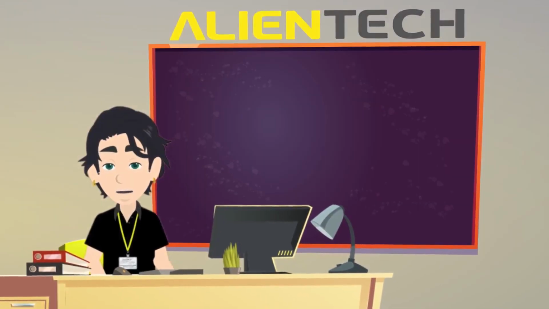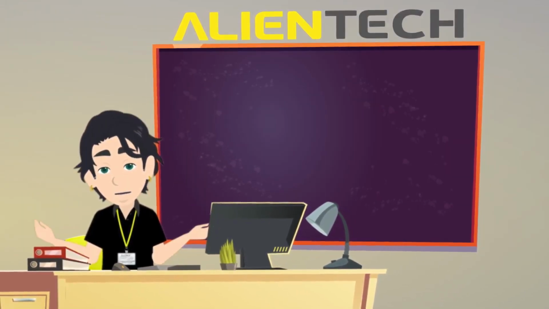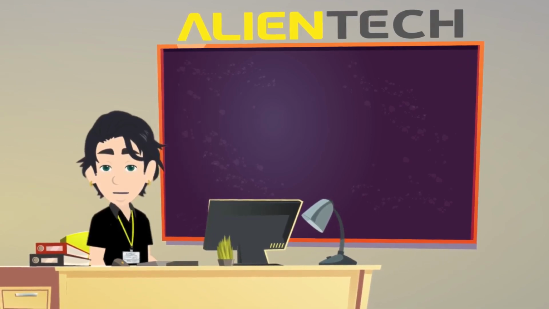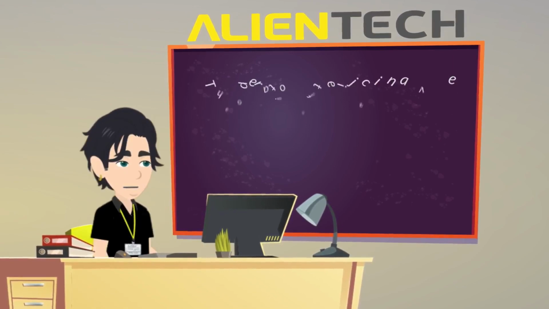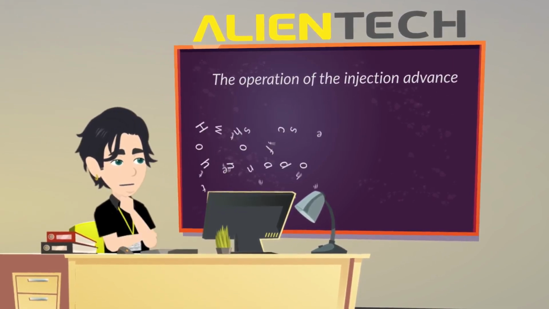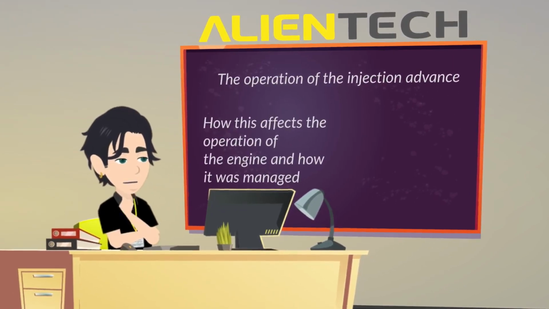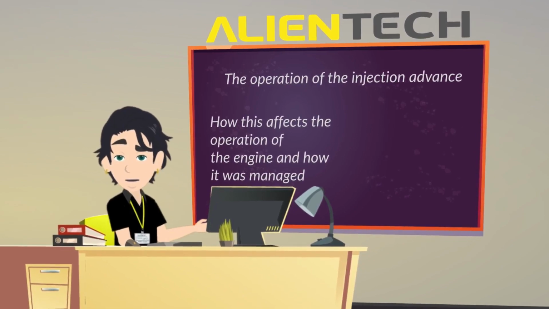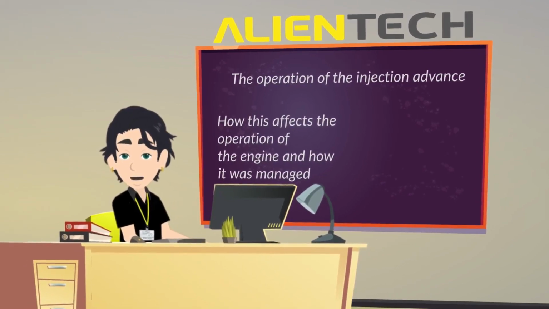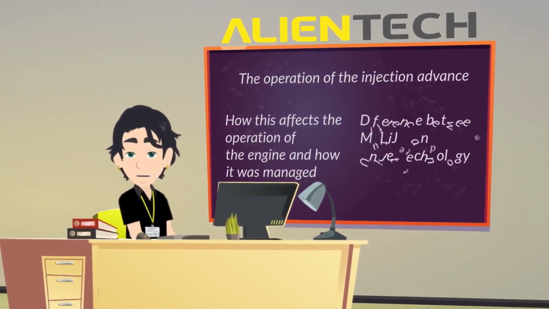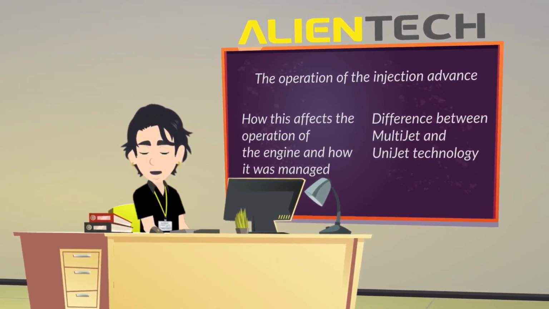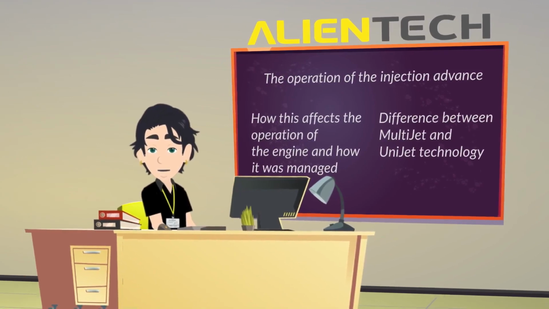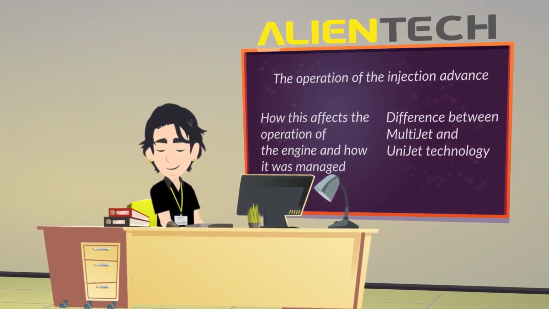Here we are at the end of this lesson on how the engine advance works and how it affects ignition. So, to recap, in this chapter we have seen the operation of the injection advance, how this affects the operation of the engine, and how it was managed in the past and up to the present day. Furthermore, we saw the difference between multi-jet and unijet technology, so we now understand the use and operation of multiple injections.